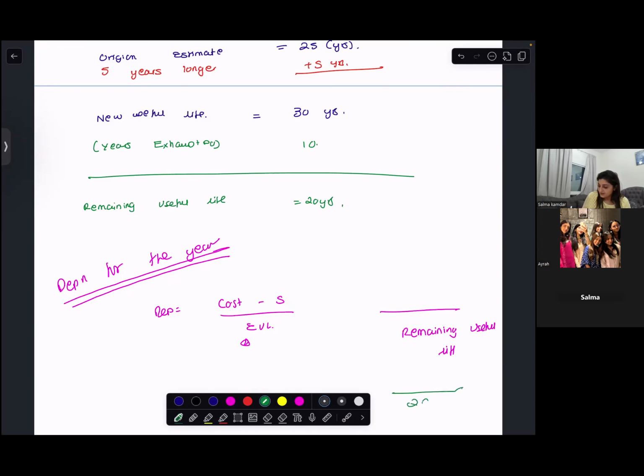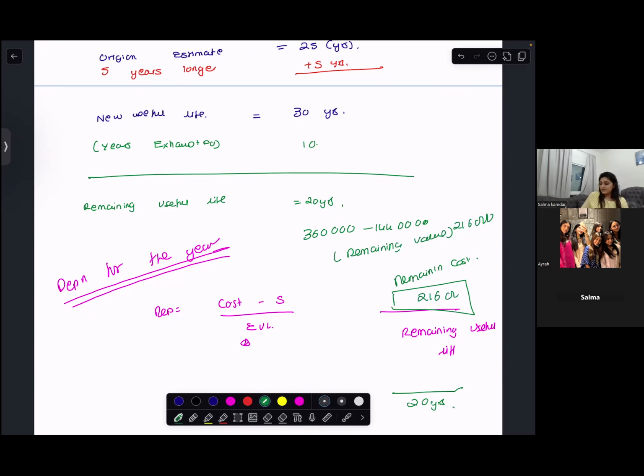Remaining useful life is 20 years. So here I will take the remaining cost. What is the remaining cost? The cost of the asset was 360,000, and 144,000 was already exhausted. So the remaining value of the asset is now how much? 216,000.